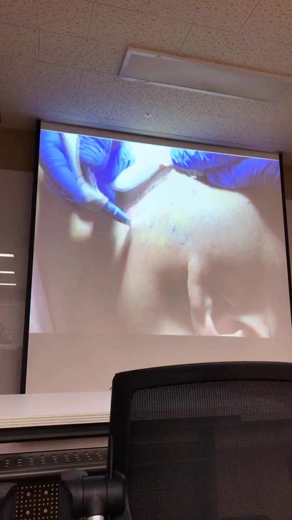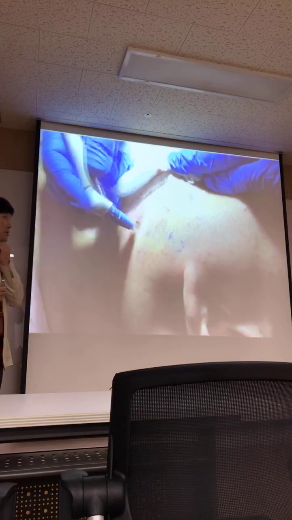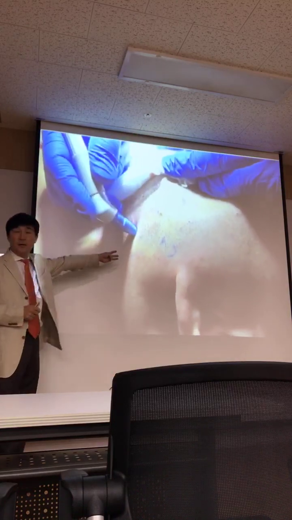And we can treat the double chin as well using a 3-pin F needle.